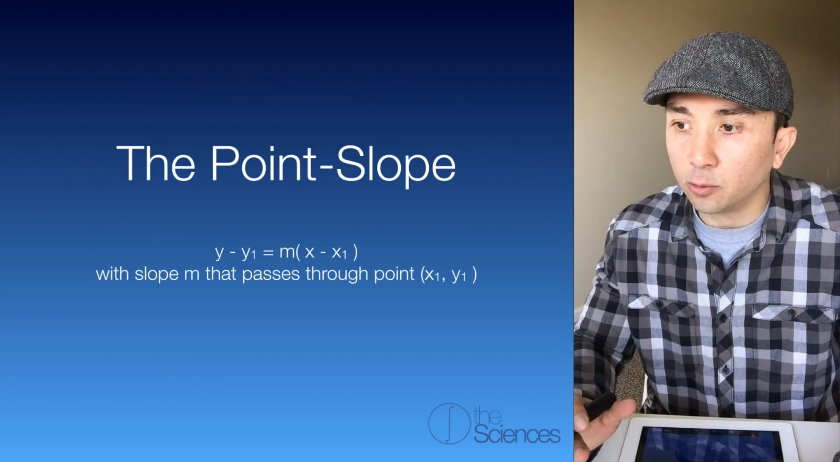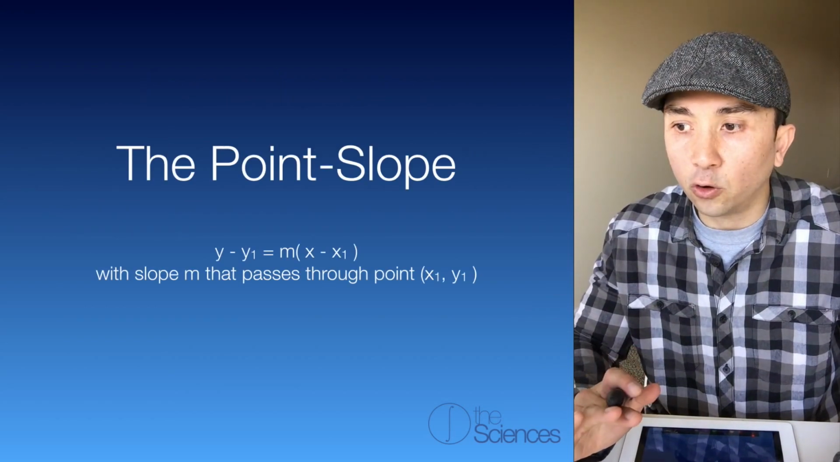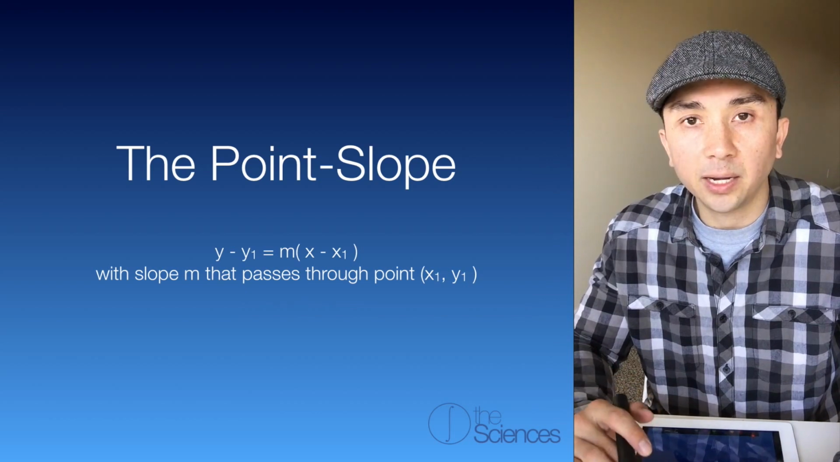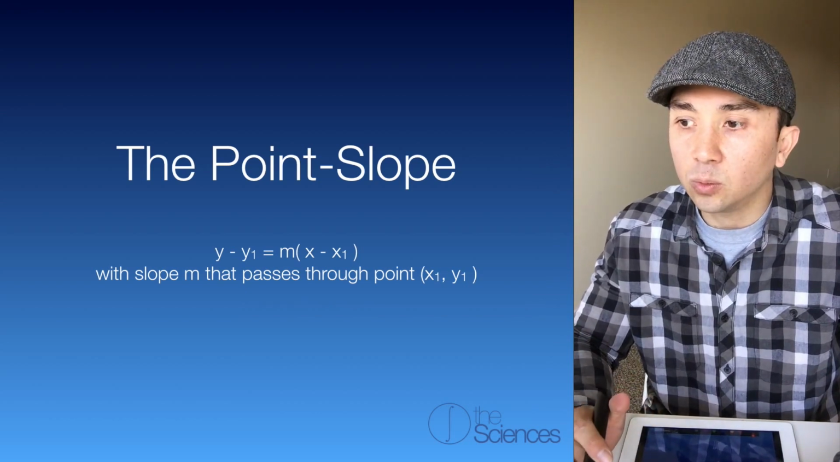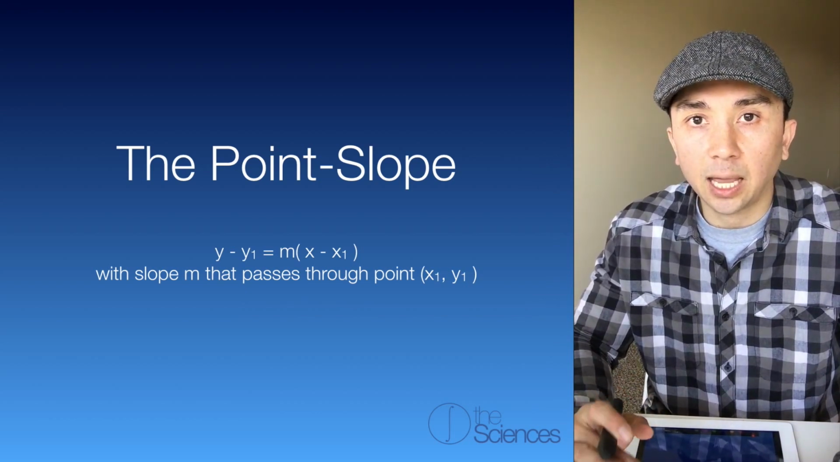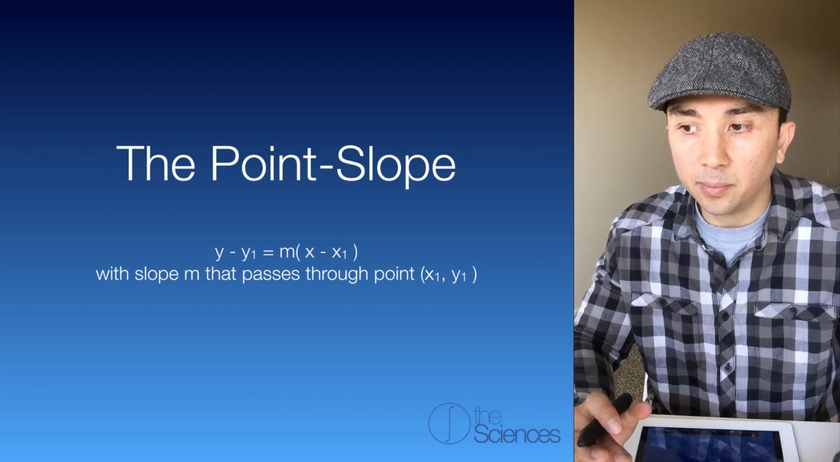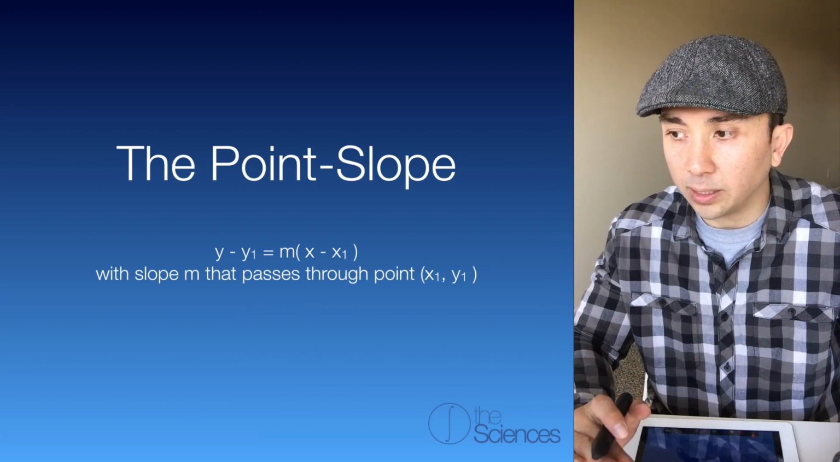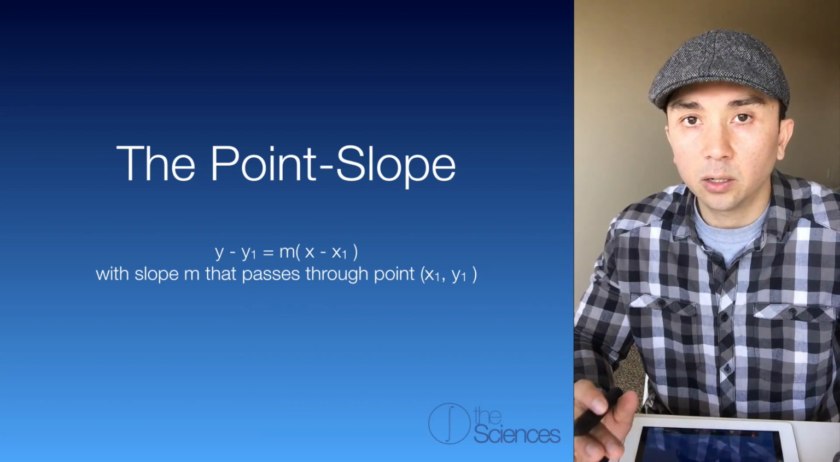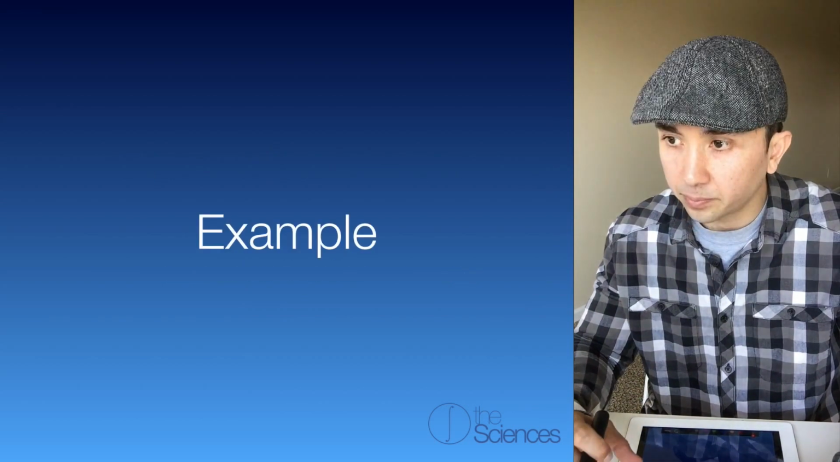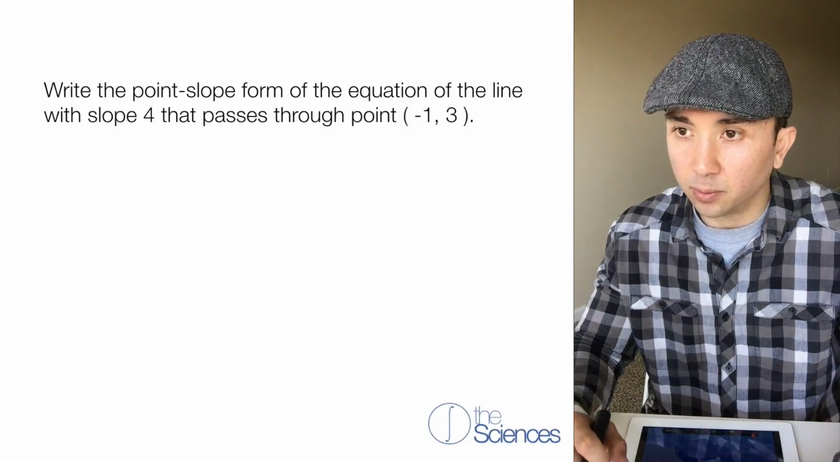Now the point-slope form has the form y minus y1 equals m times x minus x1, with the slope m that passes through the point x1, y1. So let's do an example.